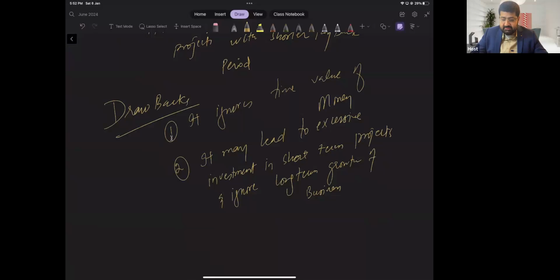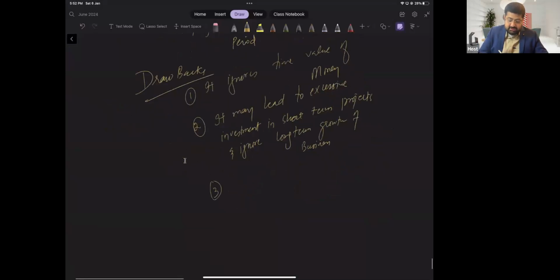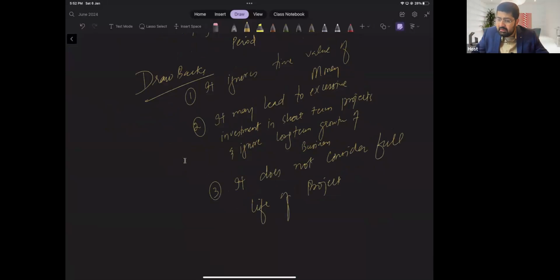Next. It does not consider the full life of the project, and ignores cash flows arising after the payback period. I will explain, don't you worry.